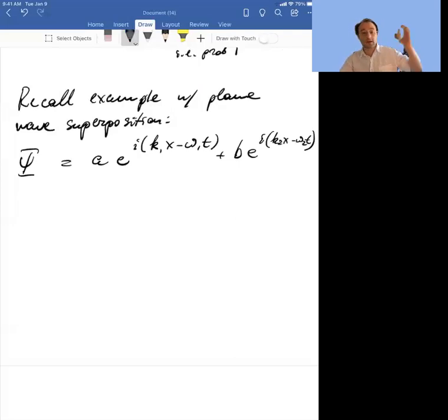If it's a free particle, then we saw that omega is proportional to k squared. If it's not a free particle, there's a different relationship. In all those cases, the relationship between omega and k is called the dispersion relation. Okay, that's an aside. Now coming back to this. If I measure momentum, I could get either h bar k1 or h bar k2, respectively, with probability the square of the magnitude of A or the square of the magnitude of B.